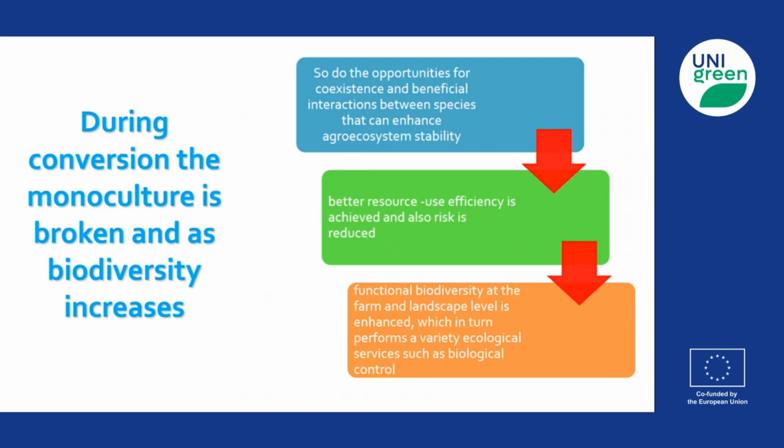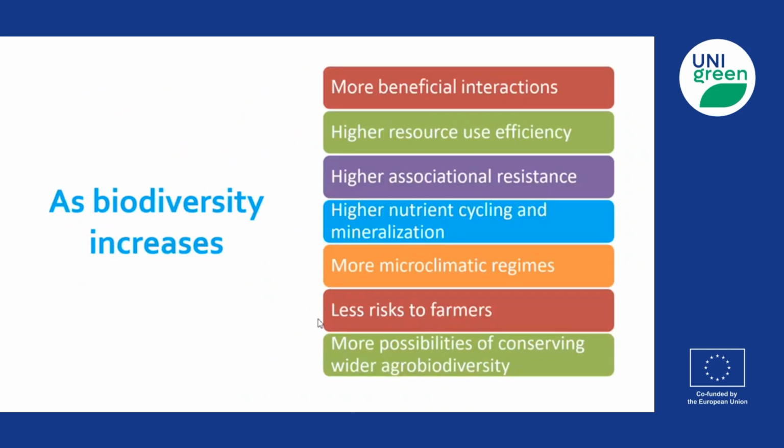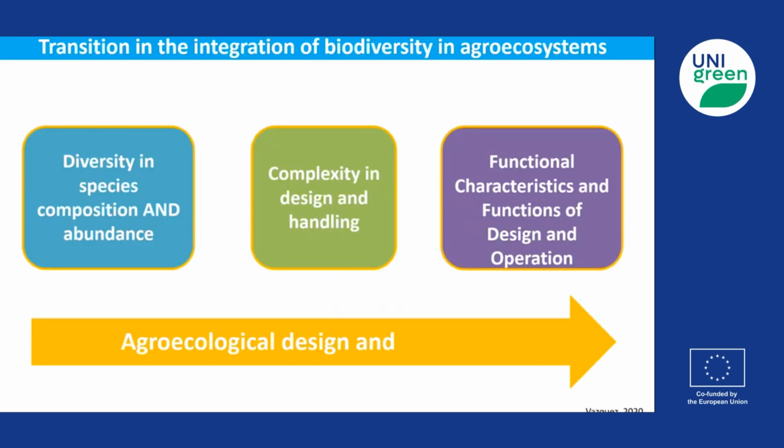This is the first thing that we need to do: give the opportunities for beneficial interactions to stay, and also allow the presence of the benefits. So more beneficial interaction, higher resource use efficiency, and also other benefits associated with the production system. These are the transition stages. So we start adding diversity in species, composition and abundance. That's very important in the design. The system becomes more complex as the biodiversity increases.